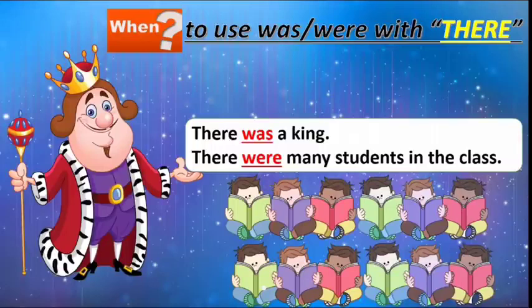Children, in the first example, there was a king. Here we were talking about singular. If with the there, we are talking about singular, that is a king, okay? A baby, a boy, whatever it is. If we are talking about singular, then we will use was. In the second example, there were many students in the class. Though the sentence is starting with there, at the same time we are talking about plural. So we are going to use were.